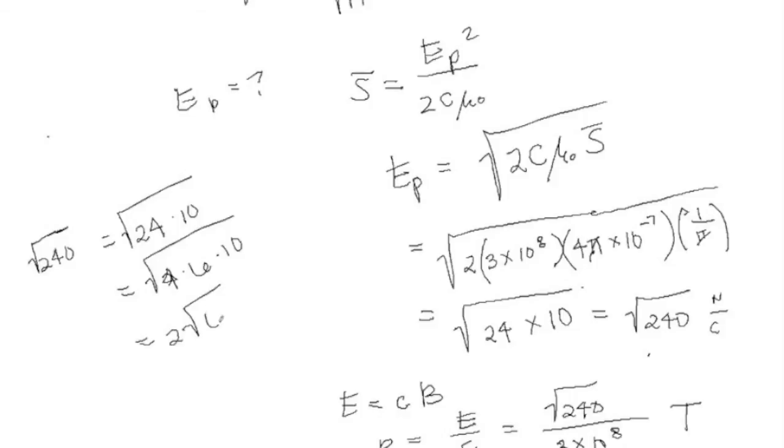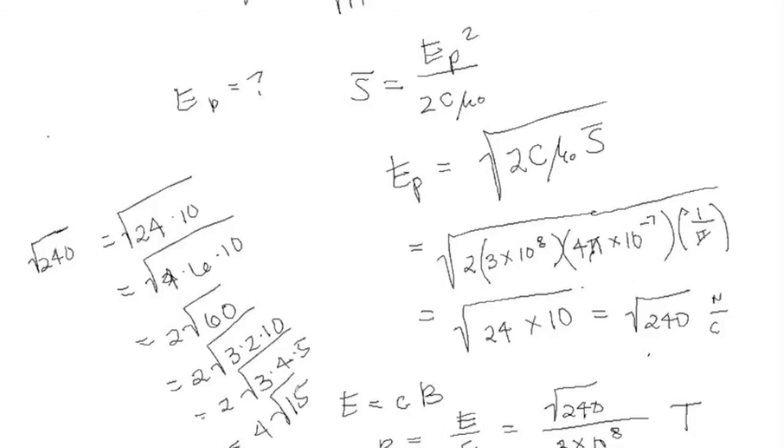2 root 60. Good, let's try to factor this a little bit more. 3 times 2 times 10, which is 3 times 4 times 5, so 4 root 15. 3 times 2 times 10. And that's as far as you can go. Okay, good. So you don't have to do that, but if you're going to use this number later, it might help you to be able to simplify that. So that's the method for simplifying square roots. Just keep factoring.